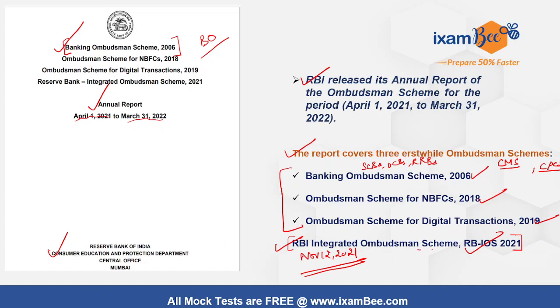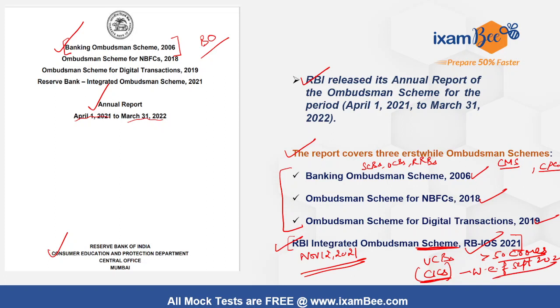And there was also one major development apart from the integration. The coverage of the RBI Integrated Ombudsman Scheme was extended to cover non-scheduled urban cooperative banks with a deposit size of 50 crore or more, and also credit information companies. Apart from banks, NBFCs and digital transactions, even credit information companies have been brought under the ambit of this integrated ombudsman scheme with effect from September 1, 2022. So this was also a major development.